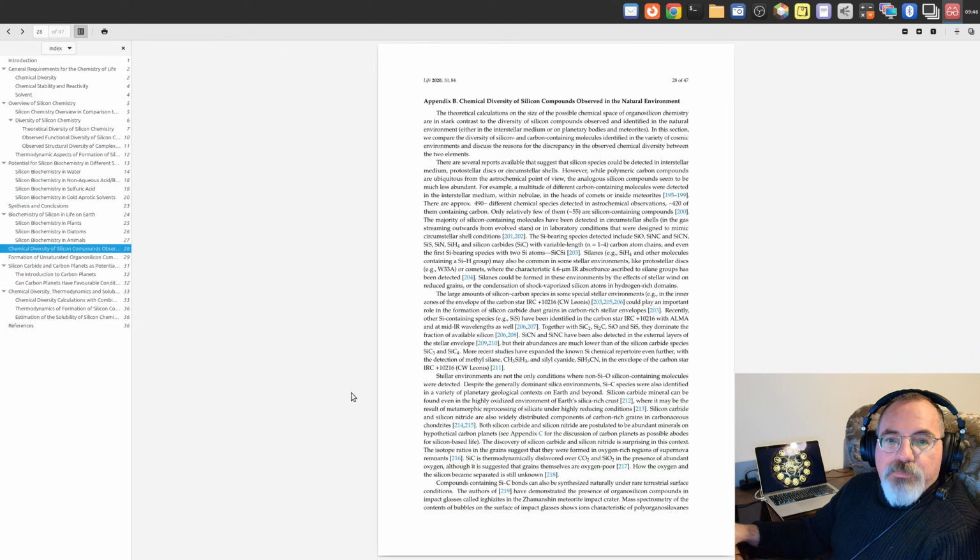Appendix B. Chemical diversity of silicon compounds observed in the natural environment.